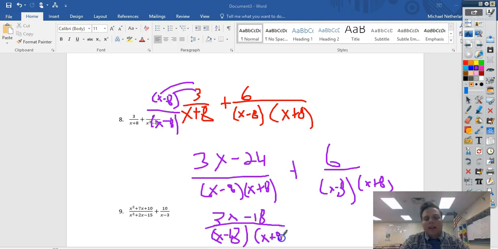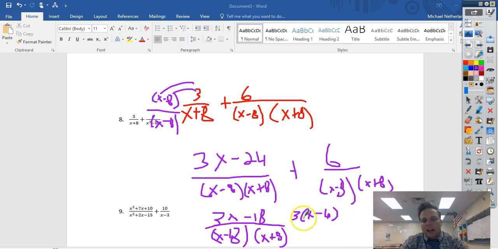Well, 3x minus 18. What do 3 and 18 have in common? That's right, a 3. So you could factor out a 3, which would change this numerator to 3 times x minus 6. Can you do anything with that? No. So that is as far as you can go.